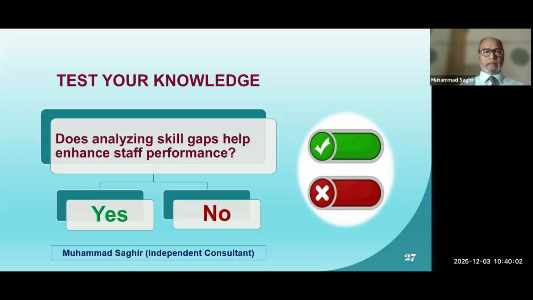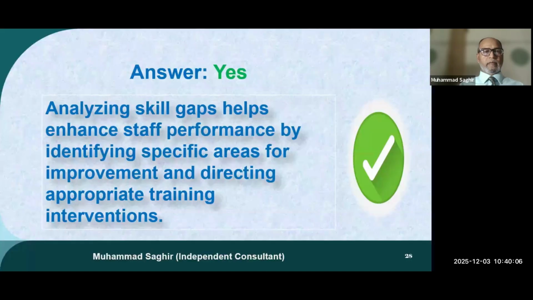Okay, let's see the answer. Yes, great. Analyzing skills gaps helps enhance staff performance by identifying specific areas for improvement and directing appropriate training interventions. Yes, let's move forward.